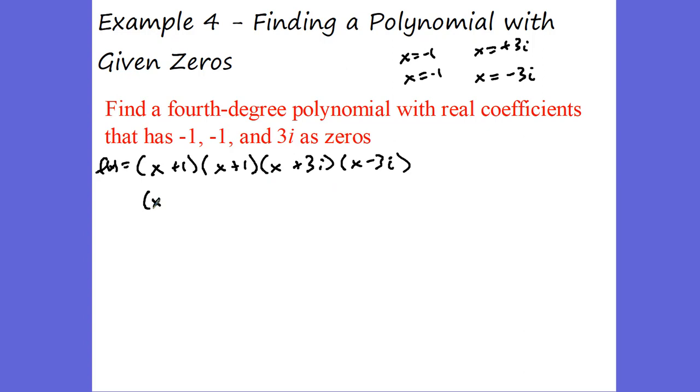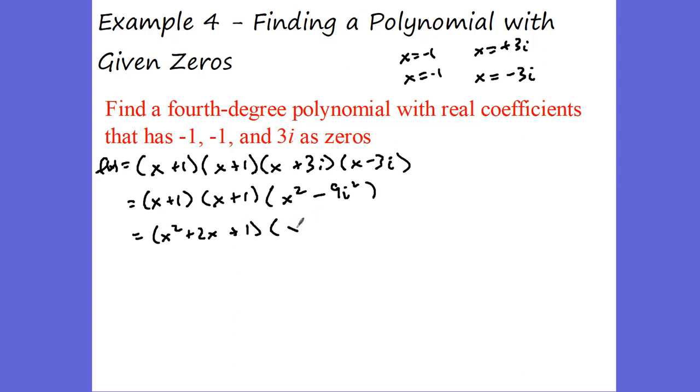Okay, so we have x plus 1, we have x plus 1, and we have x times x is x squared. You can see the middle number is going to cancel out because it's positive 3ix and negative 3ix. They cancel each other out. And we have negative 9i squared, which is the same. Now I can also do the foiling on this first guy. We have x squared plus 2x plus 1. And here we have x squared. Remember, i squared is equal to negative 1, which means he becomes plus 9 right there.